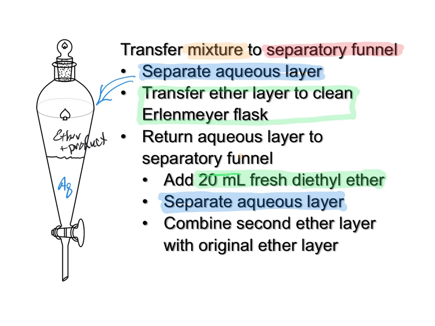Right? It can go, again, it can go in this same flask that we had the original ether layer in, because any product that was left in the aqueous layer, we hope now is in our second ether layer. Why do I keep doing that? Our second ether layer. And so we will combine that layer with the first one so that we can retain as much of our product as possible.